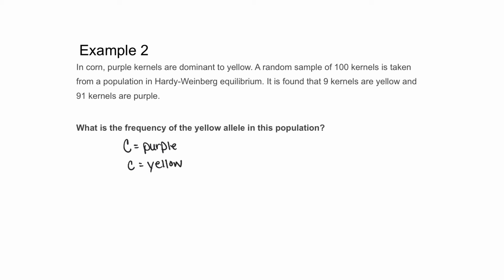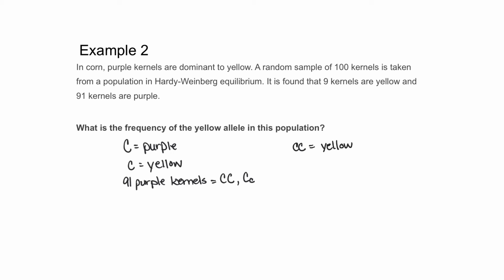Some students want to start with the 91 kernels that are purple, but remember, those 91 purple kernels can be big C, big C, or big C, little c. They can be either homozygous dominant or heterozygous. Both of those genotypes are going to give us purple seeds. Only the homozygous recessive genotype is going to give us the yellow color.